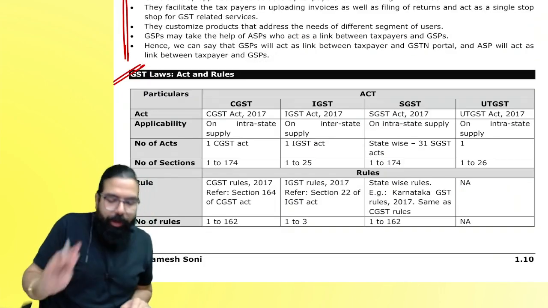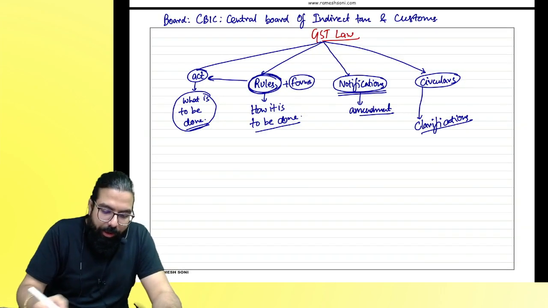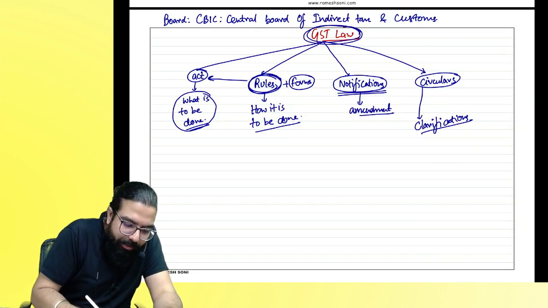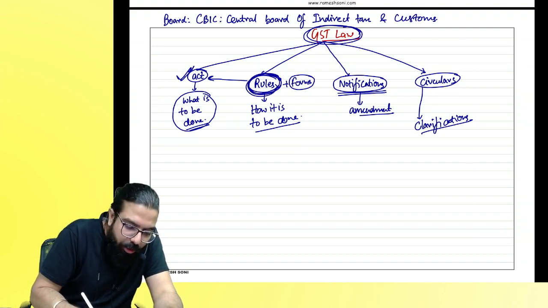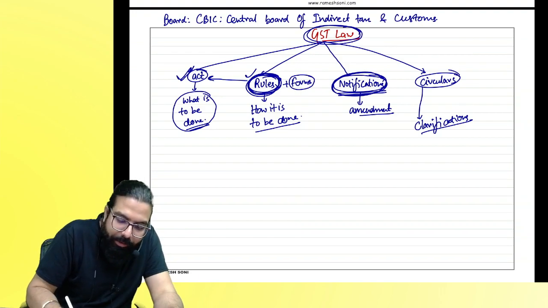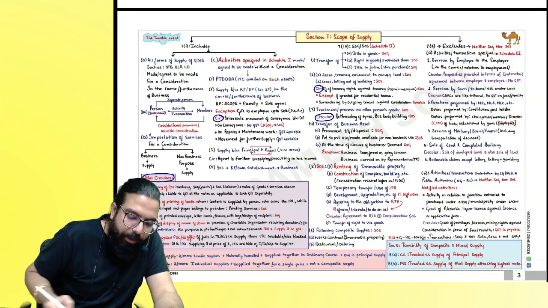What else is there? Okay. You understood this, everyone? GST laws has one Act. Act will tell you what is to be done. Rules will tell you how it is to be done. And notification, amendments, circulars, clarification. Over.